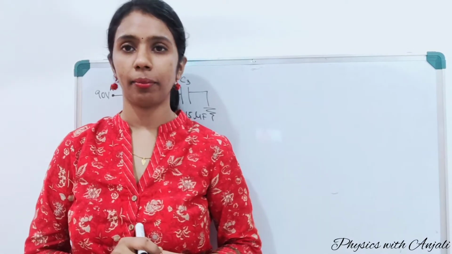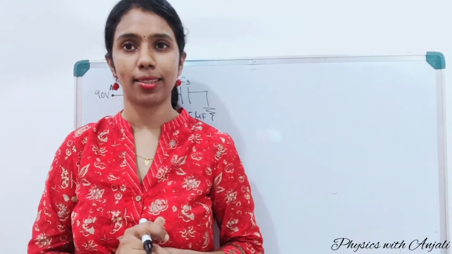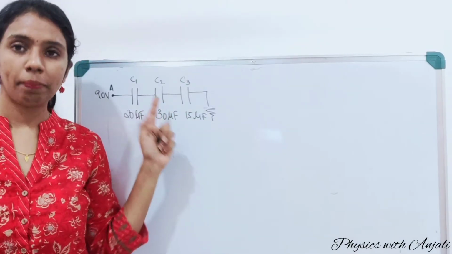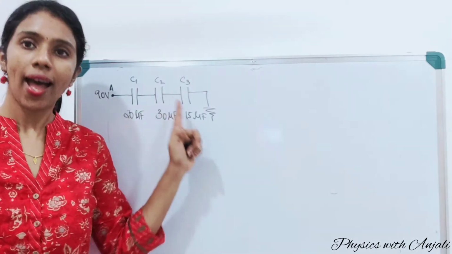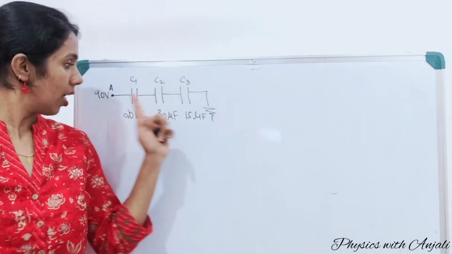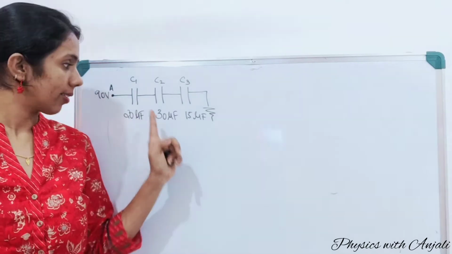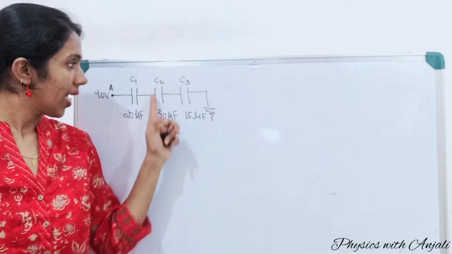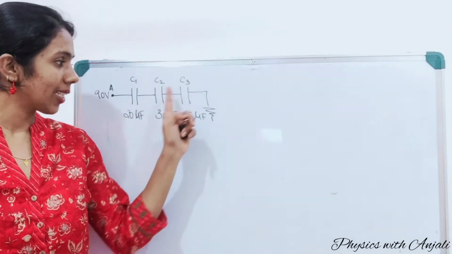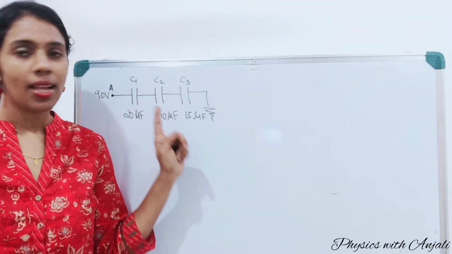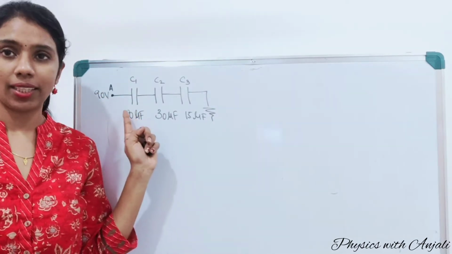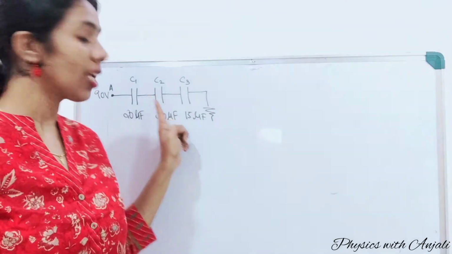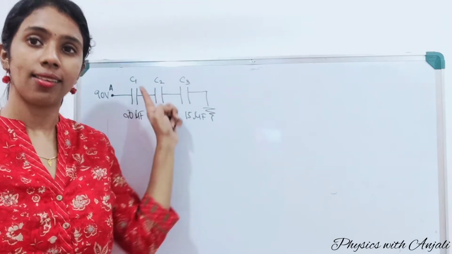Second question is a 3 mark question where a circuit diagram is given in the question. So here is the circuit diagram. 3 capacitors C1, C2 and C3 are connected in series, where C1 is 20 microfarad, C2 is 30 microfarad and C3 is 15 microfarad. And the potential at A is also given. It is 90 volt. Here we have to find the potential and the energy stored in C2.